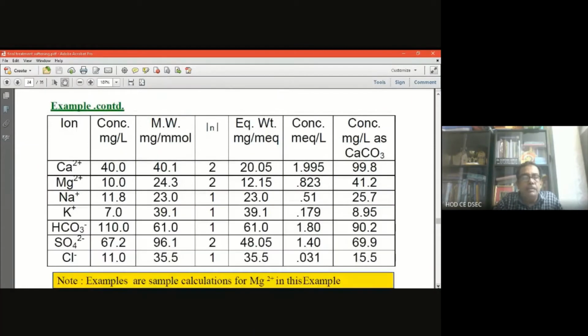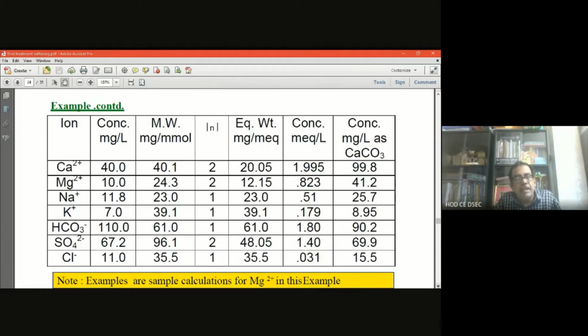You have to make a table corresponding to the value of each ion. Now, 7 columns you have to make in the tabular form, and the number of rows will depend on the number of ions present in the water. What are the 7 columns?